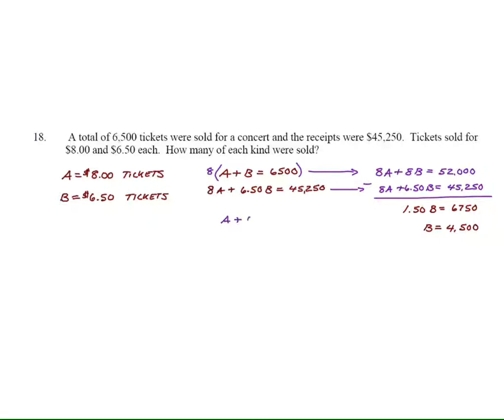So to find the number of $8 tickets, you just solve for A in the first equation using 4,500 for B. So A's got to be 2,000. So there are 2,000 $8 tickets and 4,500 $6.50 tickets. Now if you add those together, you get 6,500 tickets. If you multiply each of them by their price, you should get the total receipts. And that's kind of the process of using systems in word problems. First identify the variables, then set up the system, and then decide what method you're going to use to solve it, whichever one makes the most sense for you.